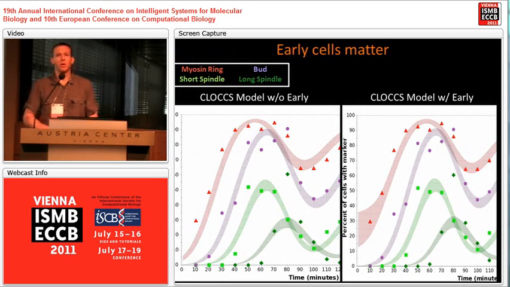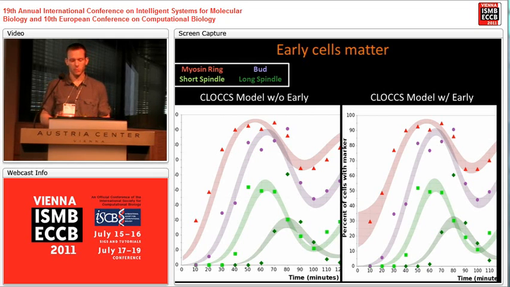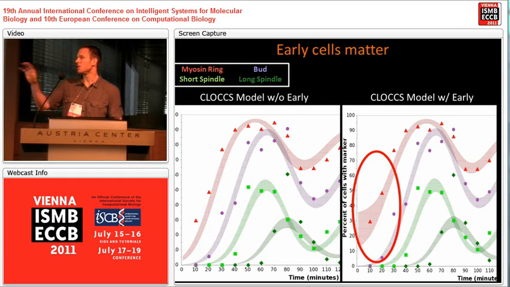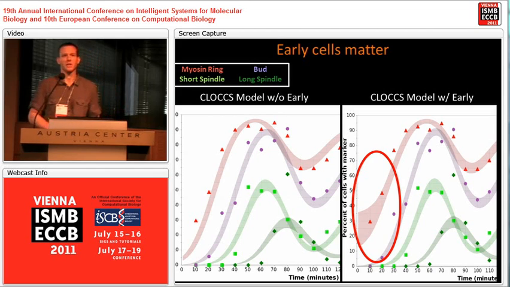I also should make a point of mentioning how we did in incorporating those different subpopulations, and I'll just highlight the early cells because they seem really to make a difference. On the left, I'm showing the fits and observations for the alpha factor data without incorporating the early cells. And I'd like to specifically draw your attention to the fits here on the right when we do incorporate early cells. You can see that the confidence interval for the myosin ring observations is pulling in these additional observations. The other fits aren't affected as much, but I'll go into why that's important in the next couple slides.